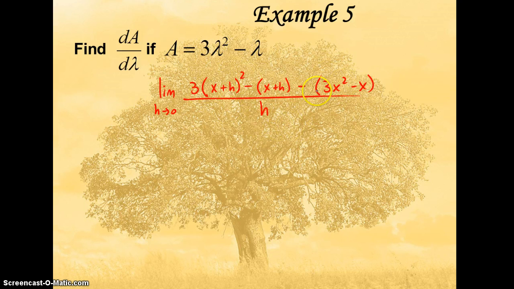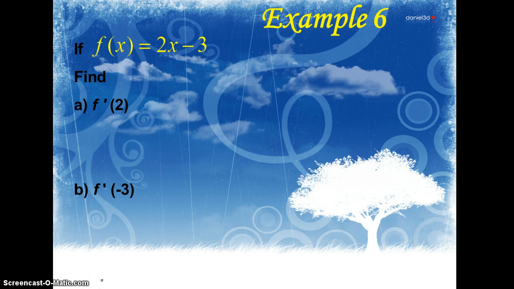I would expand that out, try and cross everything out, try and make my h's go away to get my derivative. In my final answer, my dA d lambda should just have an equation as to what it looks like. So maybe like 6 lambda minus 1. That would be my final solution. Even if this produces 6x minus 1, I want to switch back to lambda. We're short on time, so I'm not actually going to show you that work.